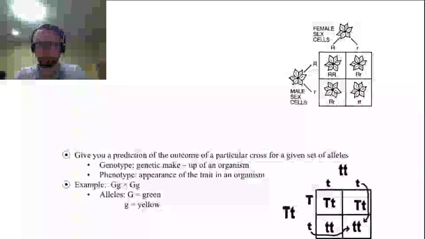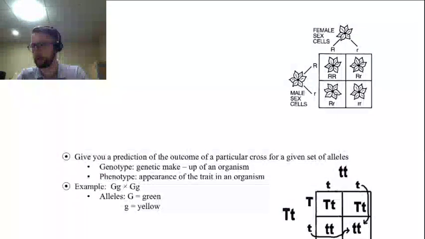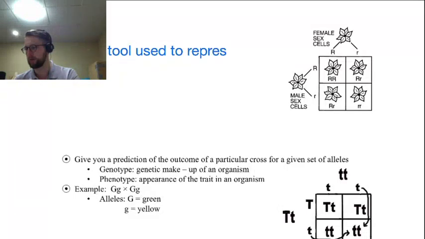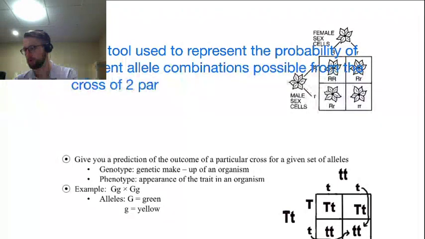So one of the tools that we're going to use a lot is what's known as a Punnett square. And the Punnett square is a mathematical tool, really. It's developed from a sort of math perspective, and it's a math tool to show those principles of segregation and independent assortment. So as a math tool, it is used to represent the probabilities of different allele combinations possible from the cross of 2 parent genotypes.